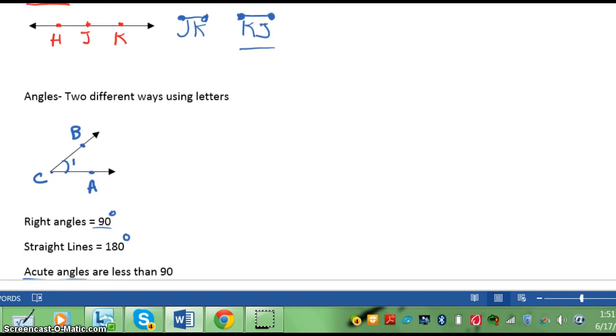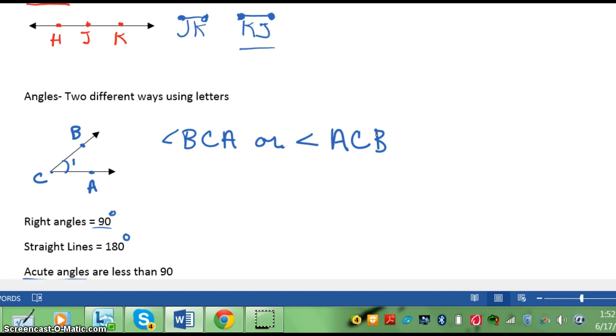The next thing they want you to do is name this angle using letters in 2 different ways. Name these angles using letters in 2 different ways. Angle BCA, or you can say angle ACB. The C has to be in the middle because that's called the vertex. The C is called the vertex. That's why we have it in the middle.